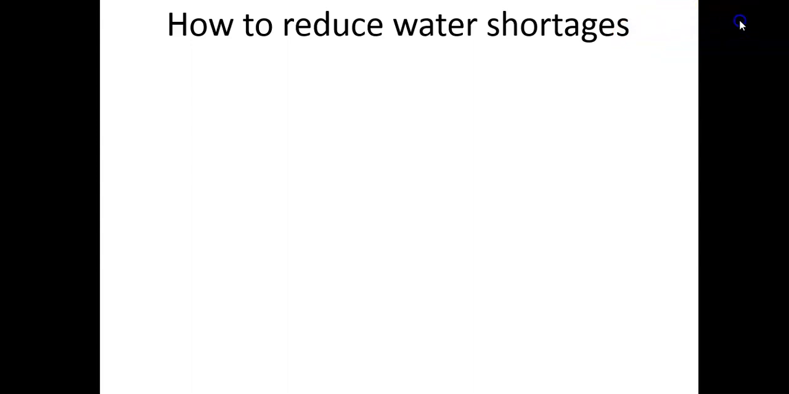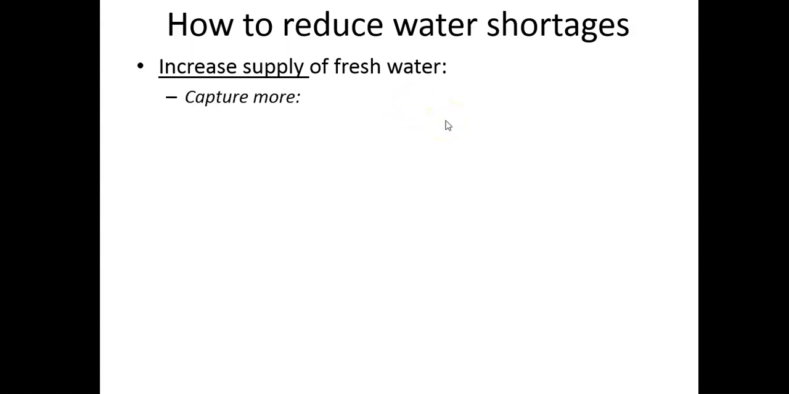So if there's a shortage, there are two categories, I guess I should say, of ways to shrink that imbalance between how much people want or need to use and how much is available. One way is to increase the supply, and that's probably the one that we think about first. How do we increase how much water is available?